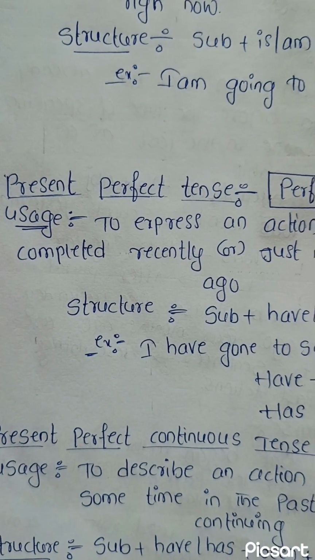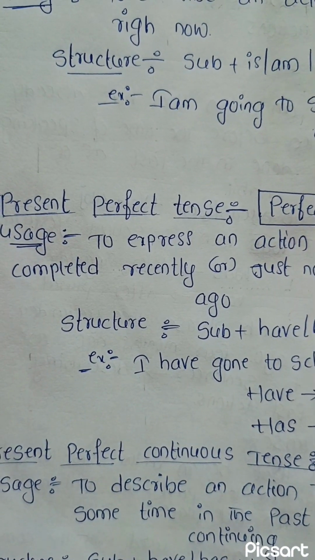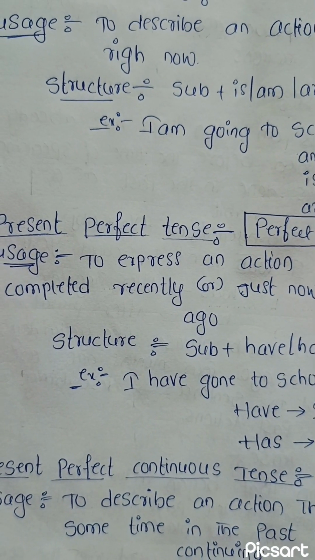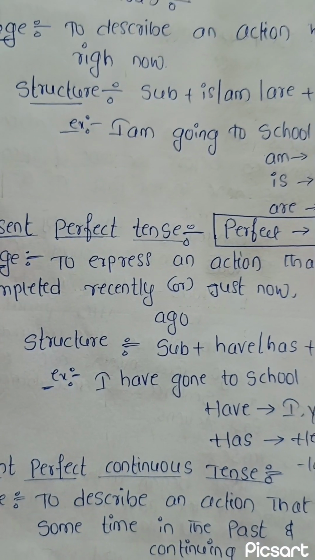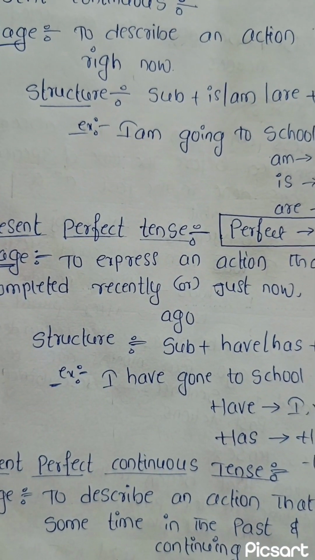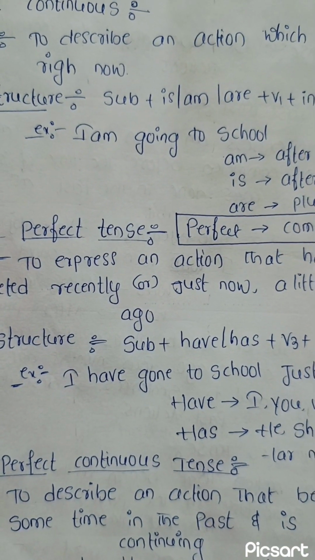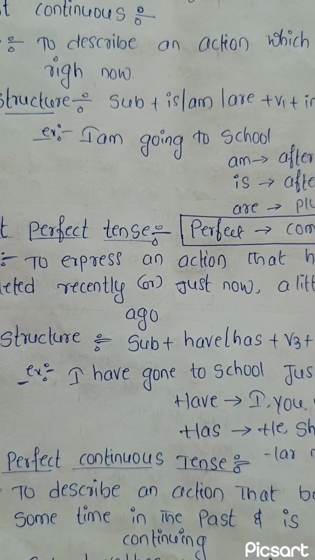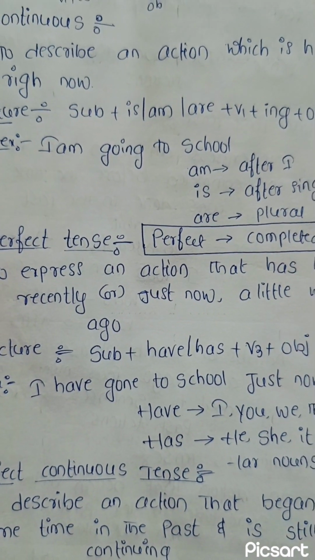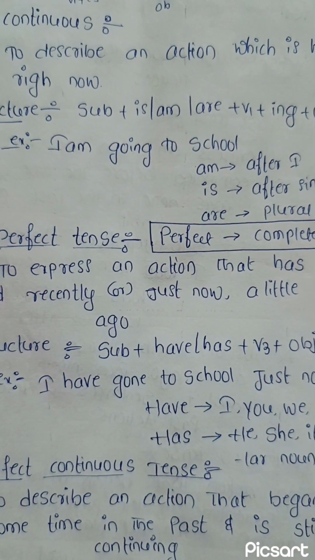Next one is present perfect tense. Perfect means completed action. It is used to describe an action that is completed recently or just now. The structure for this tense is: first you write the subject, then have or has, plus V3 plus object. In perfect tense, you have to use have or has, and the V3 form.